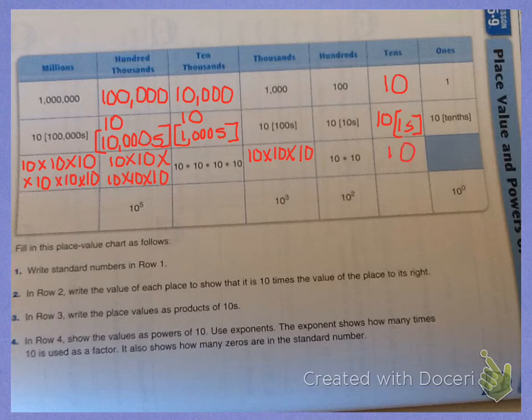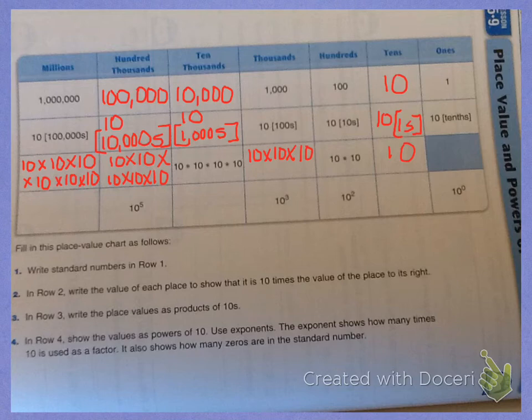10. Now notice in the ones column, we have a blue box. There's nothing there, because there's nothing that we can multiply times 10 to equal 1. Okay? All right, that brings us down to the last row.